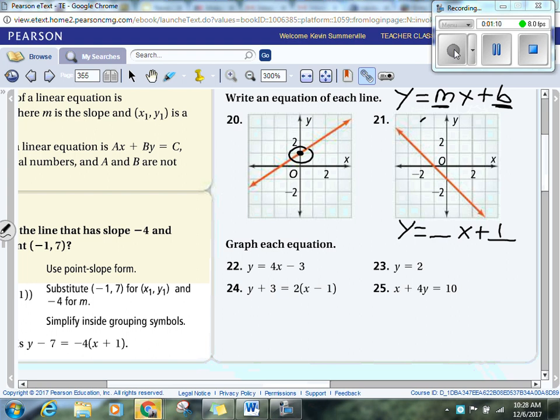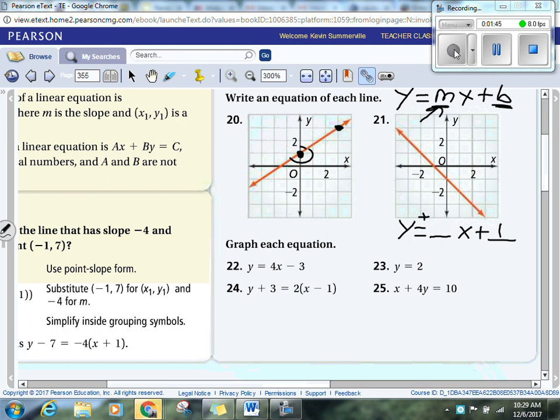Now if I want to find the slope, I have to find 2 points on the graph from this line. So one point is right here, and it also crosses at that point right there. And when I look at this line, it goes up, so I know that my slope has to be positive. So now I have to figure out how I get from this point to this point on the graph. So I know I have to go up.